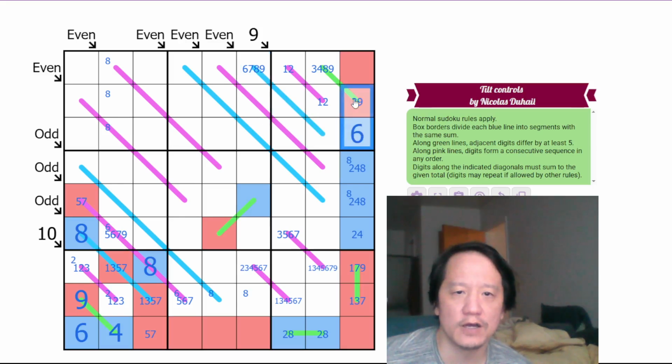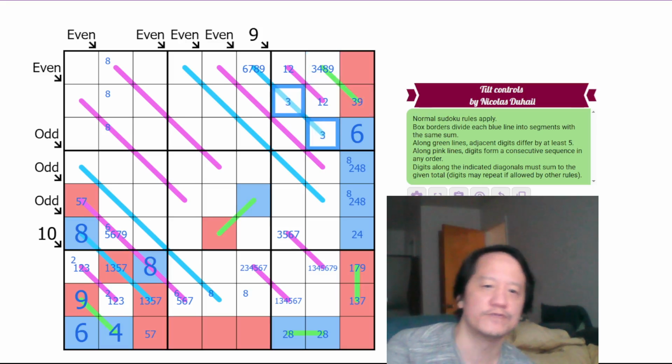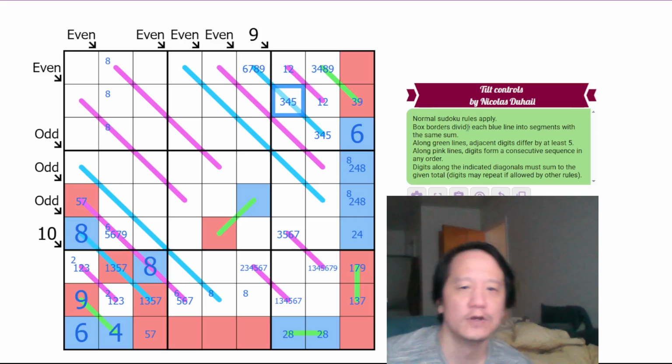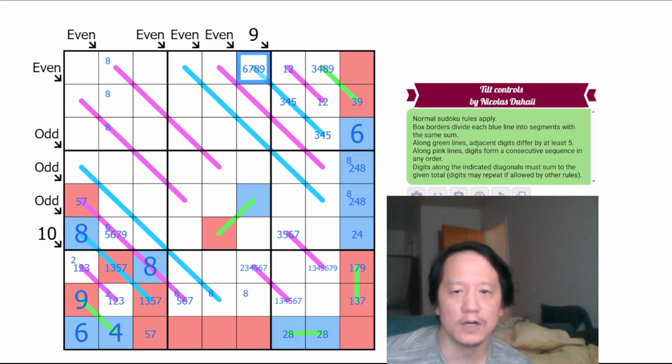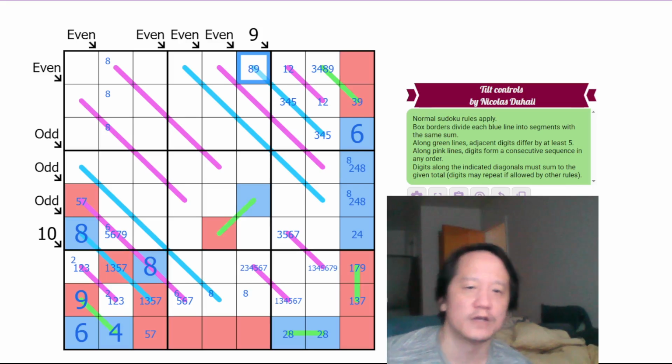One of these has to be 3 or 4. That means the minimum here is 3, 4, or... You can't have 3, 4. You could have 3, 5, or 4, 5 here, which means 5 is guaranteed to be one of these. That means this is 7, 8 or 9.